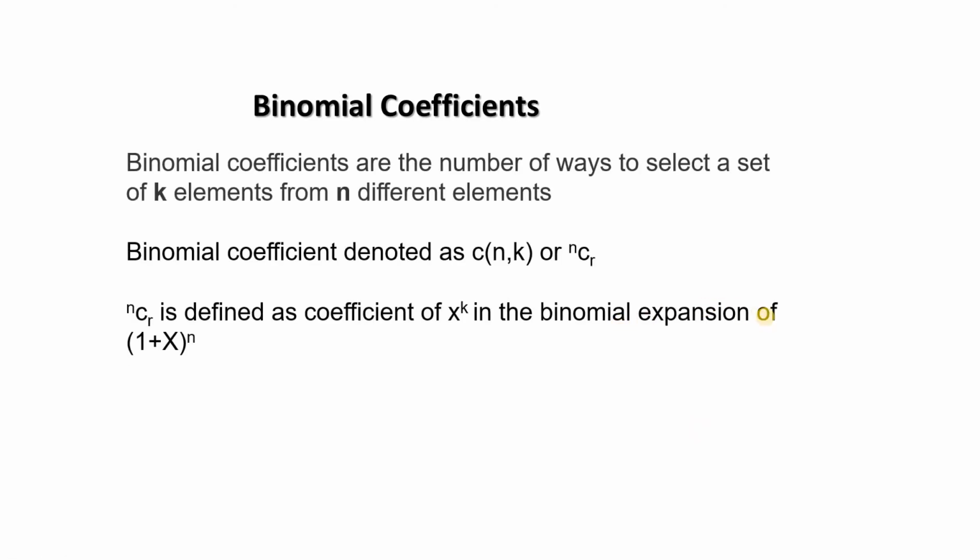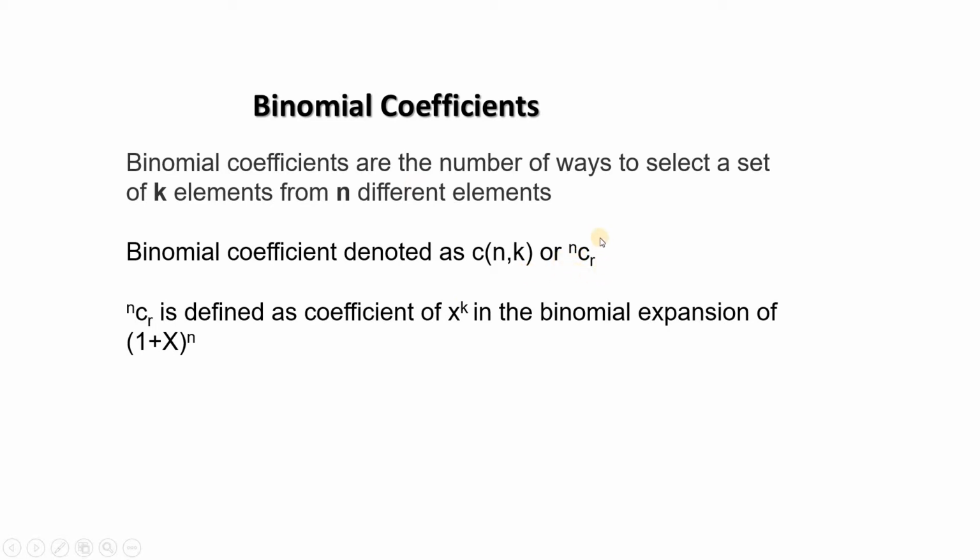Binomial coefficients are the number of ways to select a set of k elements from n different elements. Suppose there are 20 students in your class and there are 2 books. How many ways can these 2 books be given to these 20 students? If these types of problems arise anywhere, then you can use the binomial coefficient. The binomial coefficient is denoted as C(n,k) or nCr.